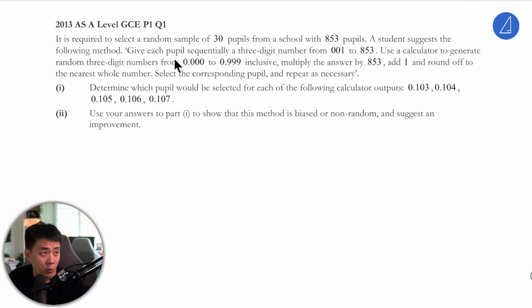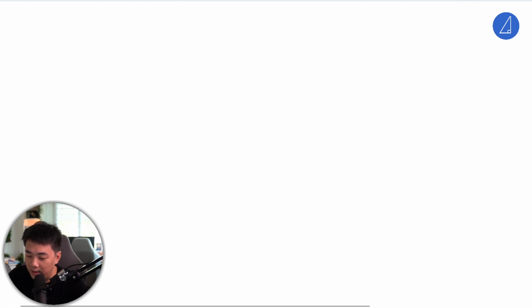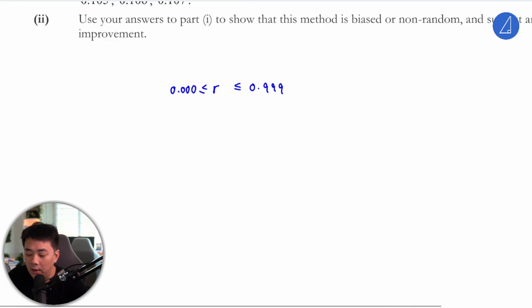Give each pupil a sequential 3-digit number from 1 to 853, then use a calculator to generate a random 3-digit number from 0.000 to 0.999 inclusive. Multiply the answer by 853 and add 1 and round off to the nearest whole number, select the corresponding pupil and repeat it as necessary. So we try and understand what is going on here. Let's say we have a random number r, which is from 0.000 to 0.999. So essentially just 0 to 1.